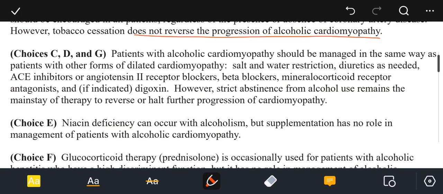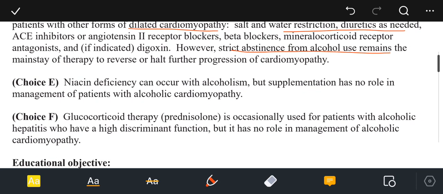a patient with alcoholic cardiomyopathy should be managed in the same way as a patient with other forms of dilated cardiomyopathy: salt and water restriction, diuresis as needed, ACE inhibitors or angiotensin II receptor blockers, beta blockers, mineralocorticoid receptor antagonists, and if needed digoxin. However, strict abstinence from alcohol use remains the mainstay of therapy to reverse or halt the further progression of cardiomyopathy.